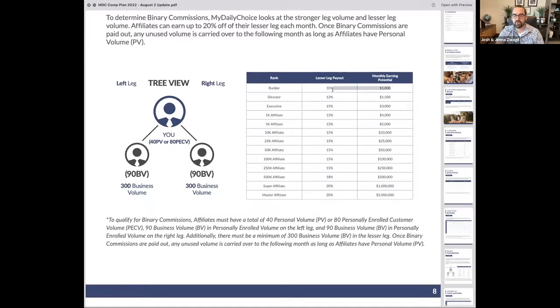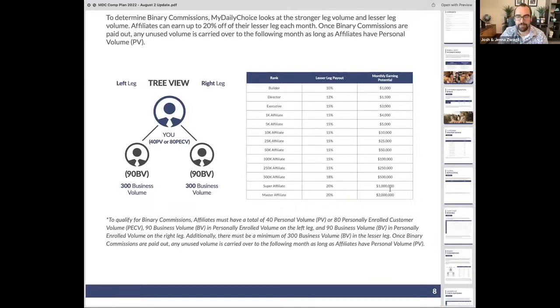It's 10% at builder, 12% at director, 15% at executive. It jumps up at 500K to 18%. And then at super and at master, it's 20%. Now, what I want you to pay attention to on this page is this third column, monthly earning potential. It goes from 1,000 all the way up to 2 million. And let me explain what this is.